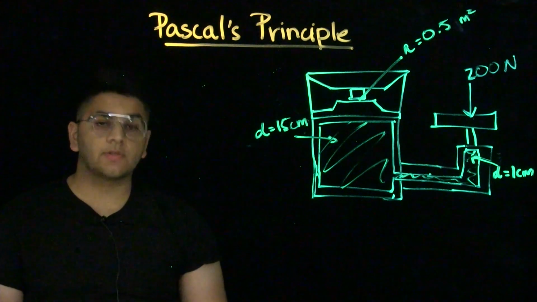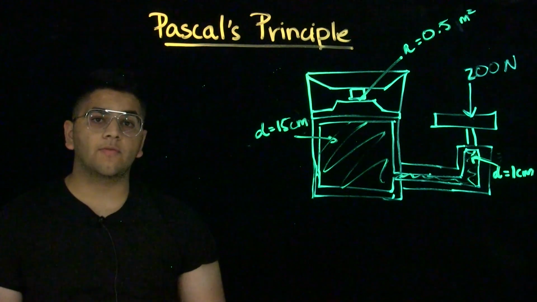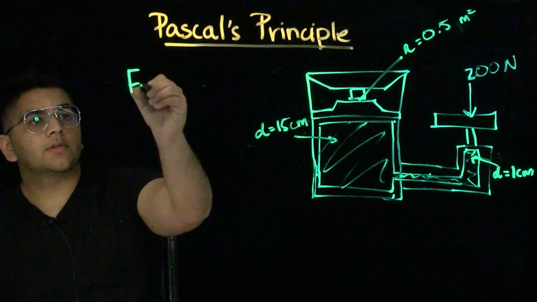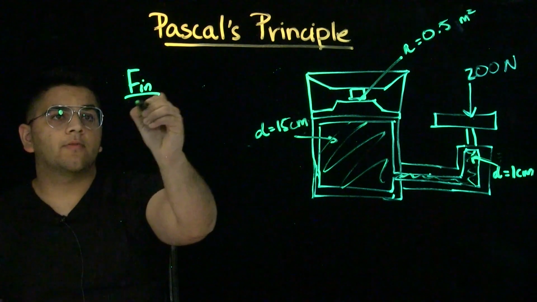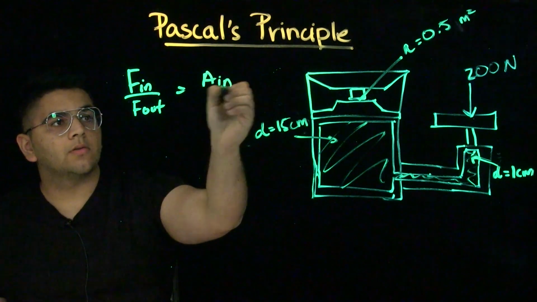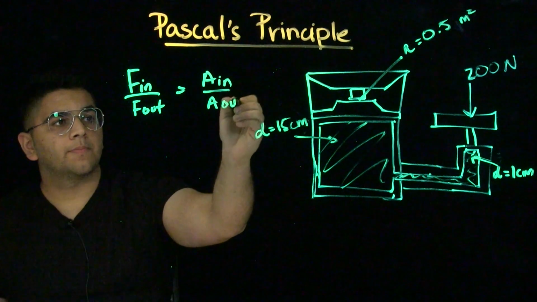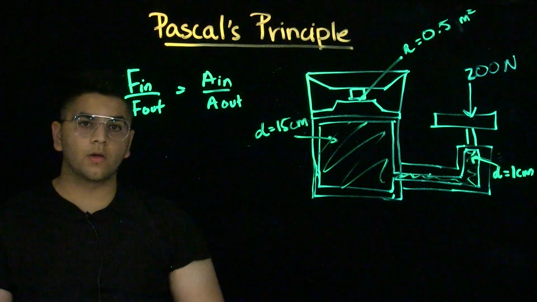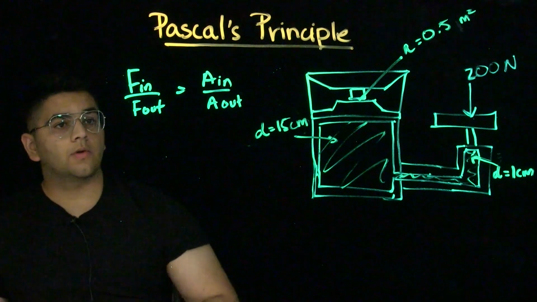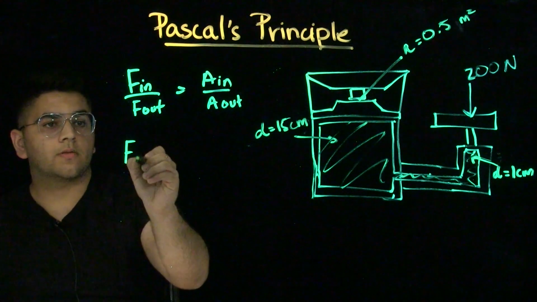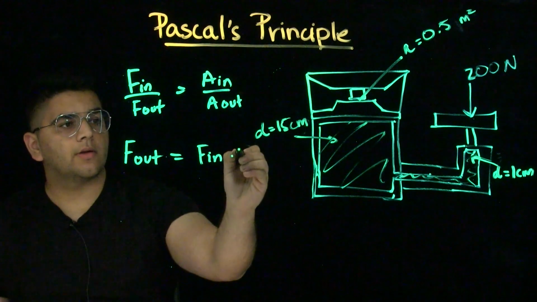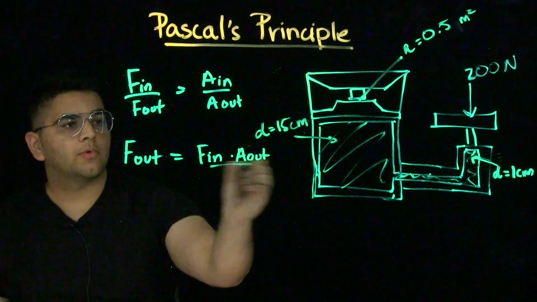We will begin this problem by first using Pascal's principle to figure out the amount of force exerted in the bigger chamber. So we know the force coming out of the system will equal the force put in times the ratio of the area out over the area in. We have two cylindrical chambers, so we will use the area of a circle. So if we want to know the force out, it will be the product of the force in with the area out over the area in.